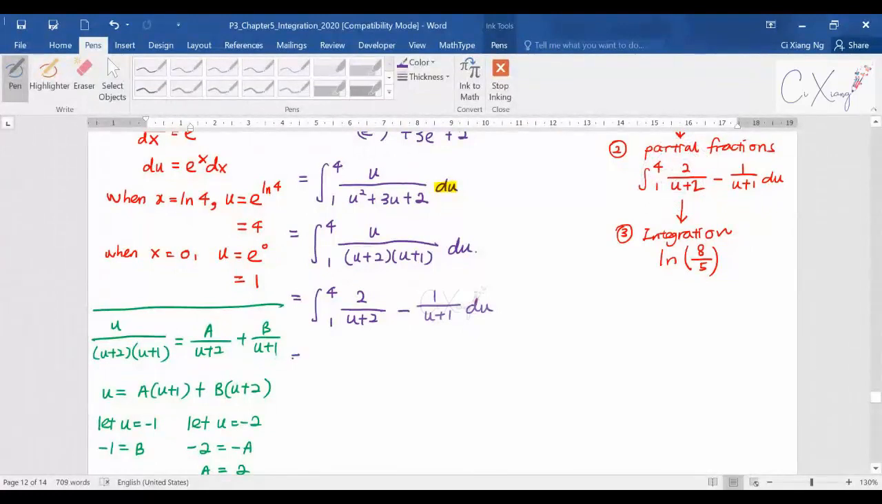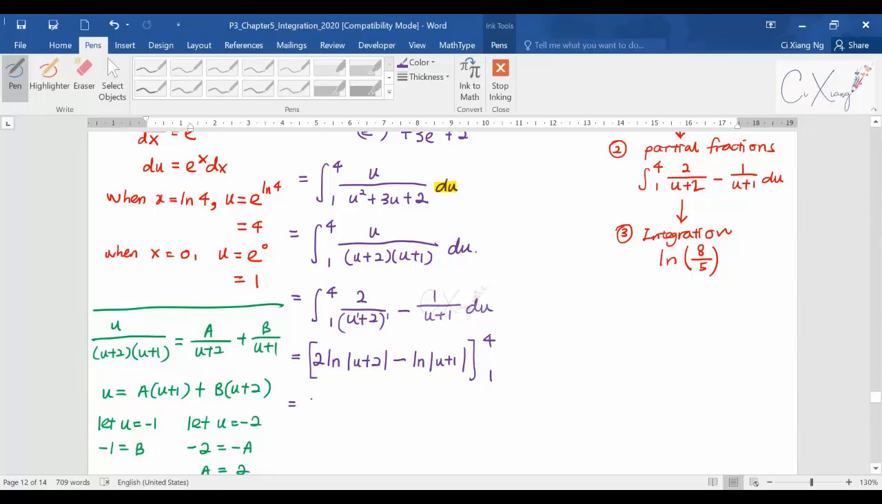Okay, and then after that, you realize that you can actually integrate all this very easily. So what kind of integration should you apply here? There's a straightforward formula. Because your u is power 1 and also outside the bracket is also power 1, you can integrate it and get ln something. All right, so 2 is a constant, you just copy. Then you have ln(u plus 2) minus ln(u plus 1). And of course, you have to substitute the limits 4 and 1.